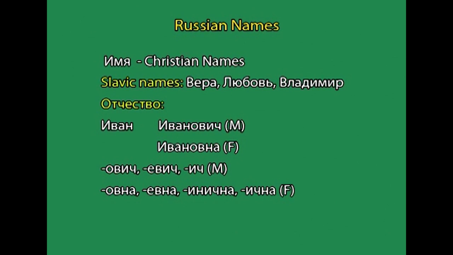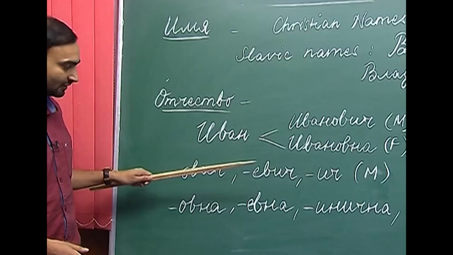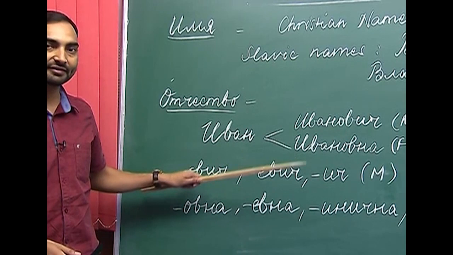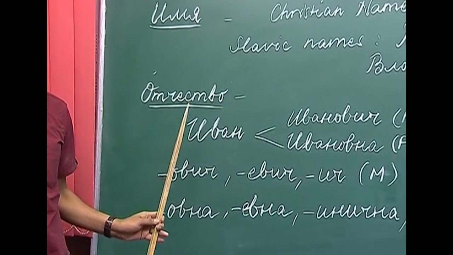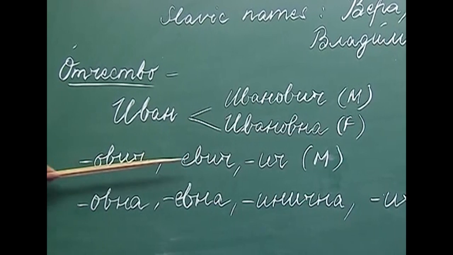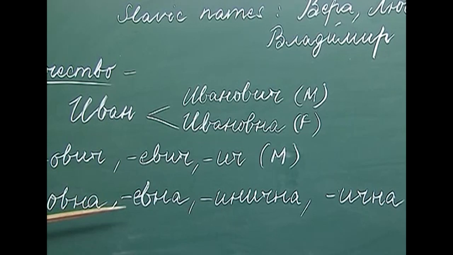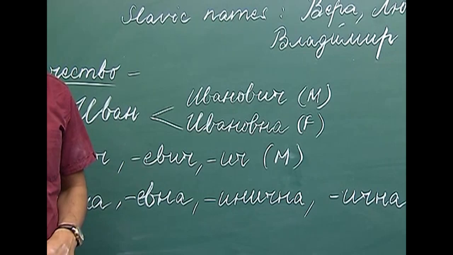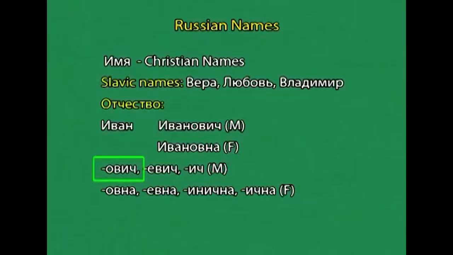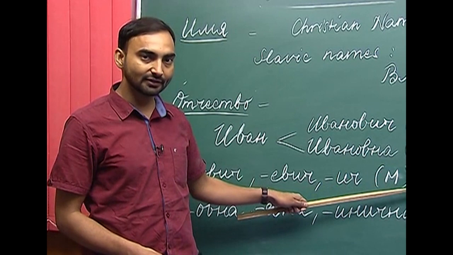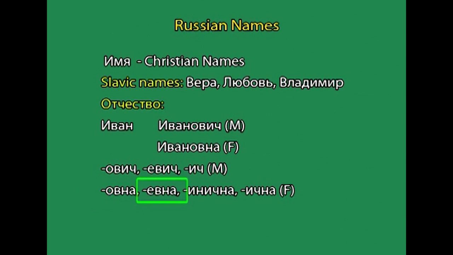So, we can now conclude that by adding specific suffixes to the first name, we derive otchestvo. Now the question comes, I have written here three suffixes and four here. These three suffixes are used to derive the masculine patronymic, whereas these four suffixes are added to get the feminine patronymic. So, now we will see where do we add ovich, where do we add yevich, and where do we add each to get the masculine patronymic, and where do we add ovna, yevna, inichna, or ichna to get the feminine patronymic.